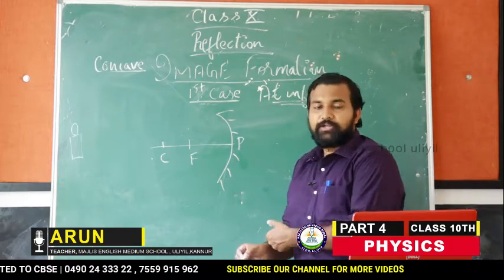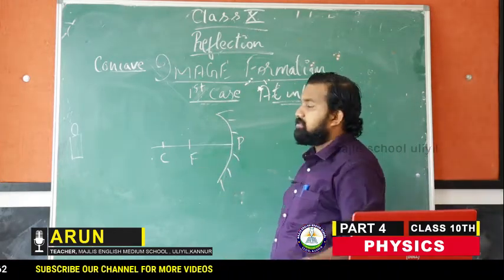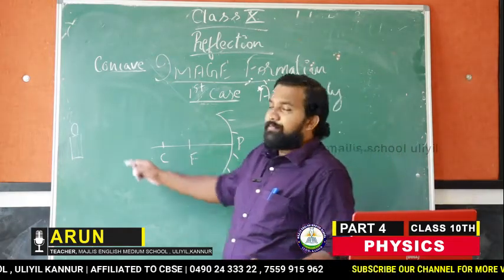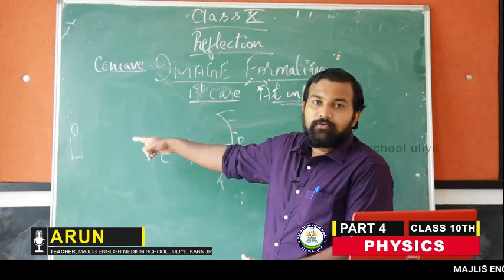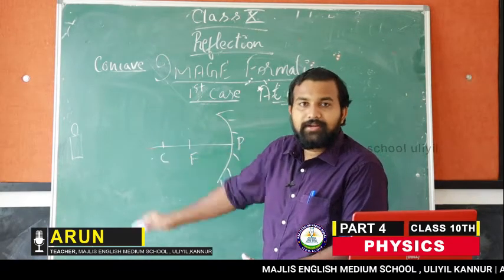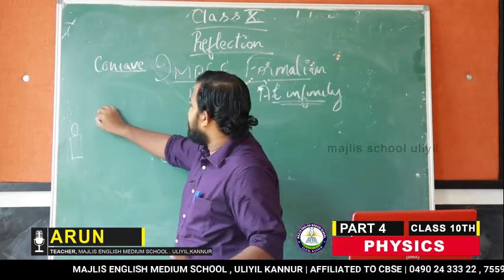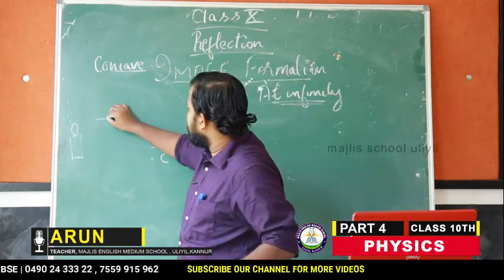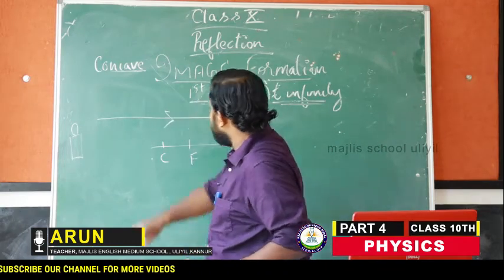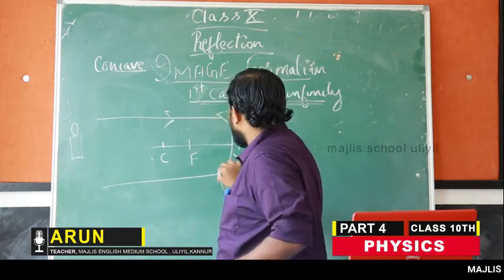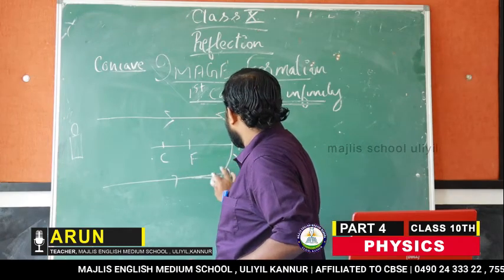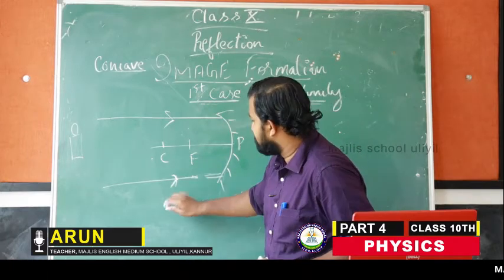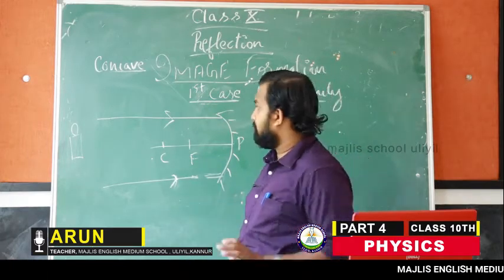The object is at infinity, so the candle, or any object, will be at a far away distance from the mirror. Now what will happen from here? What rays will come if it is at infinity? Only parallel rays will come, isn't it? So we will take any 2 rays, both incident parallel to the principal axis.